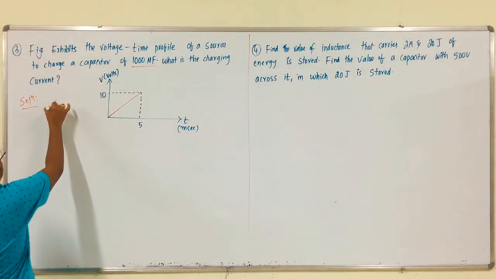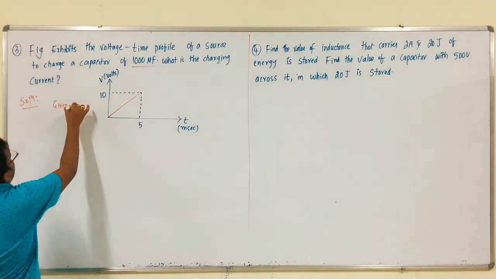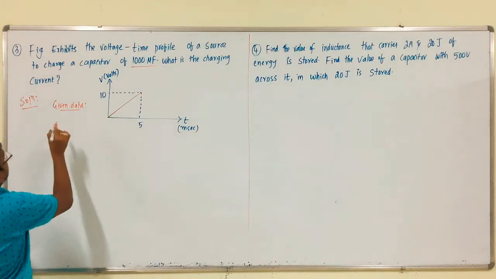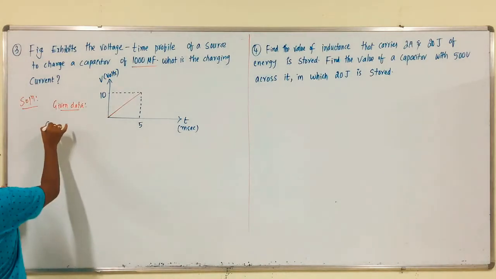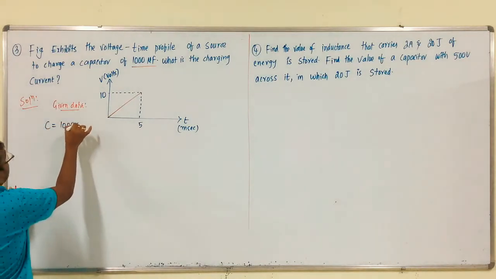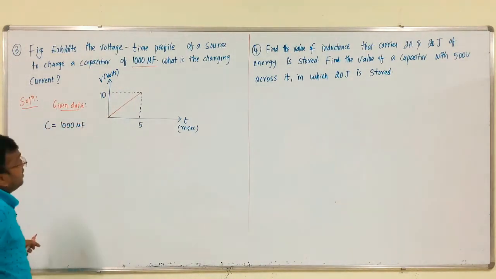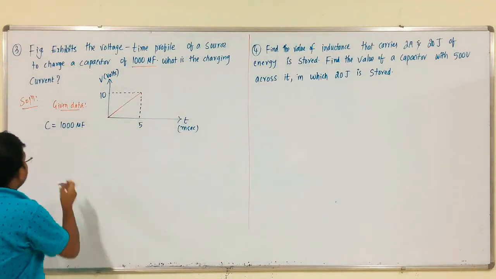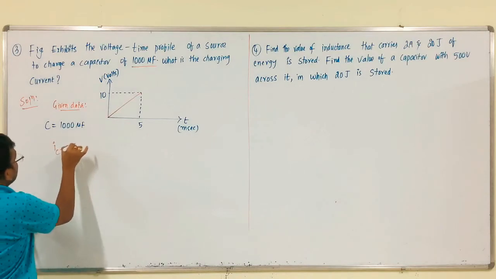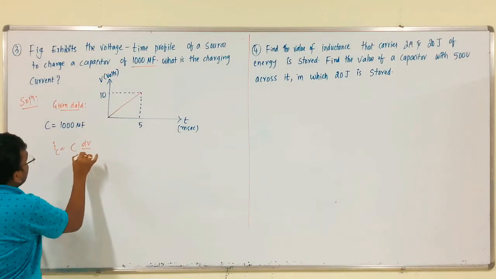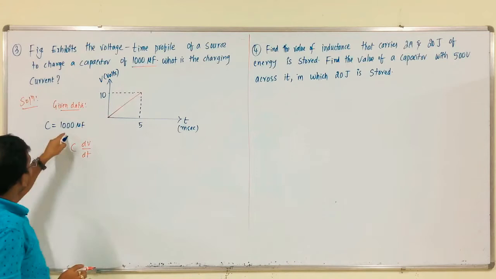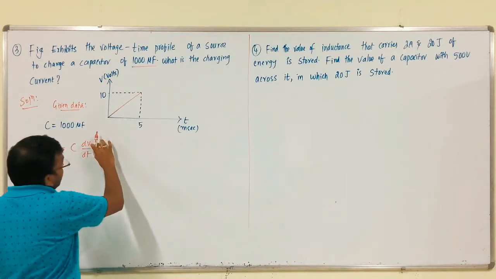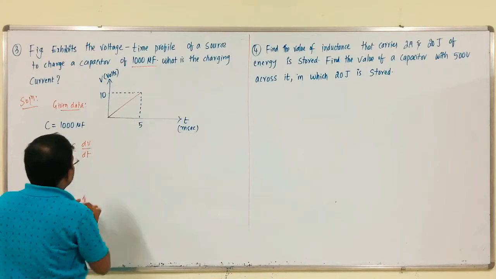So, given data, C is equals to 1000 microfarad. So, he wants the charging current IC, that is IC = C dV/dt. So, we have C, but we do not have dV/dt. So, we will get this dV/dt from this voltage time profile.